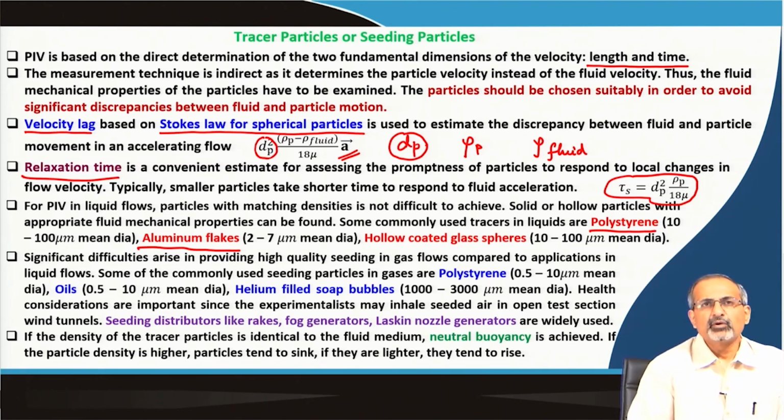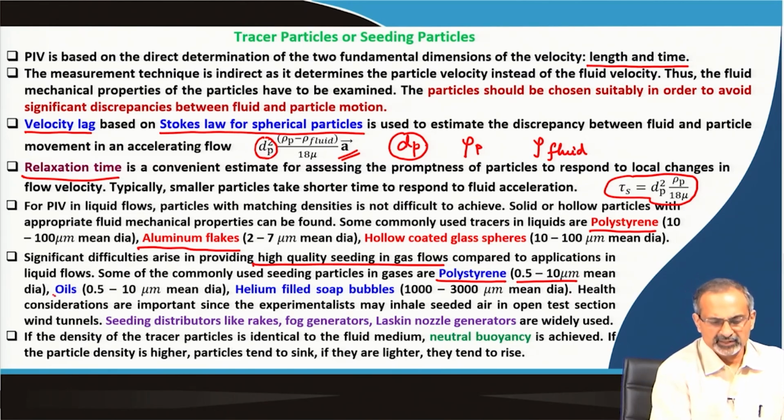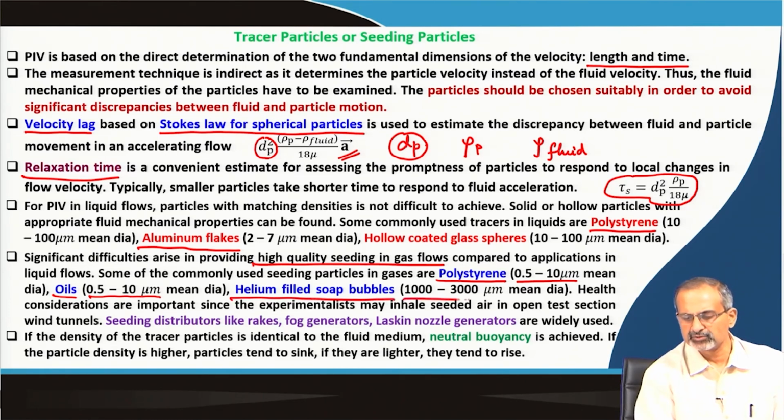However, high quality seeding in gas flows is much more difficult to organize, and usual choices again happen to be polystyrene, but now with much smaller size, 0.5 to 10 micron, different kinds of oils 0.5 to 10 microns. So, these are very small particles, the exception being helium filled soap bubbles, which could be much larger.